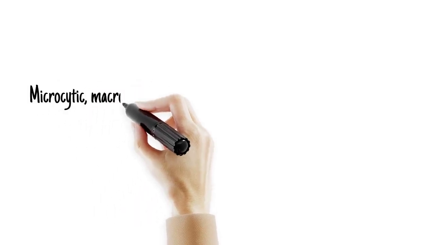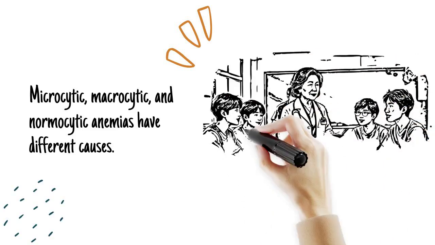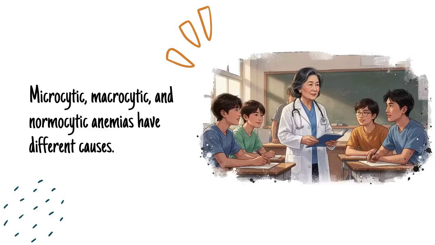When the bone marrow cannot make hemoglobin properly, it tends to push out small cells, which we call microcytic. When DNA synthesis is impaired and nuclear maturation lags behind cytoplasmic maturation, the cells emerge large, which we call macrocytic. And when the marrow is producing structurally normal cells, but either too few of them or losing them faster than it can replace them, the cells remain normal-sized, which we call normocytic.